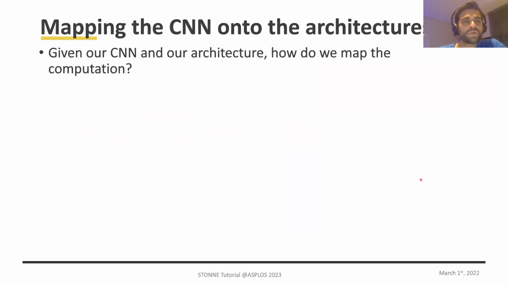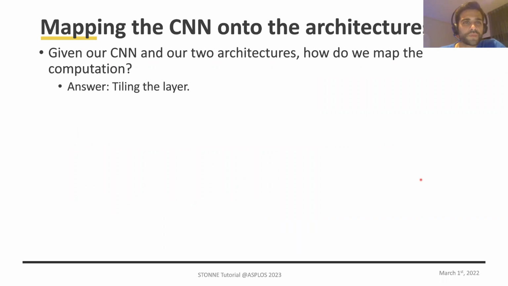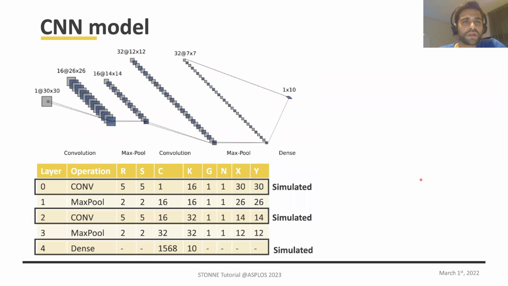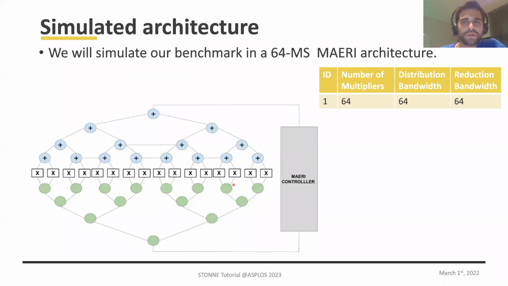Okay, so the question is, given our DNN, our layers with these parameters, and given this architecture with this number of multipliers, how can we map the DNN, or how can we map each layer, which is composed of a million operations? How can we map those operations on this architecture?